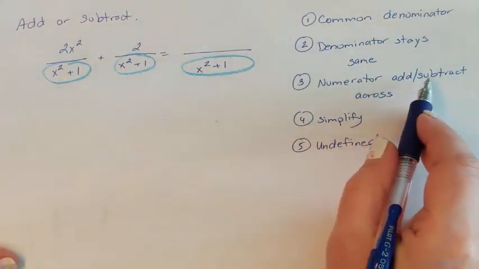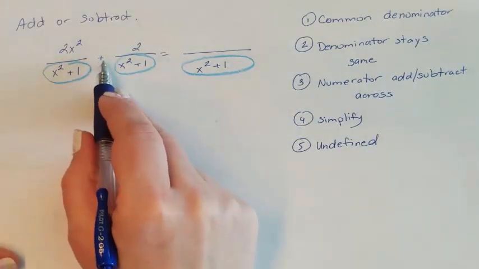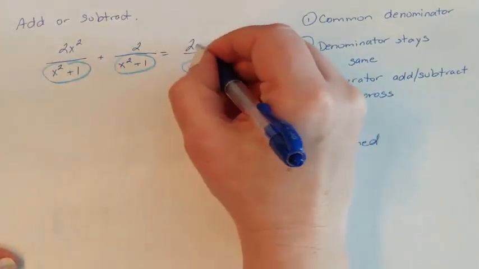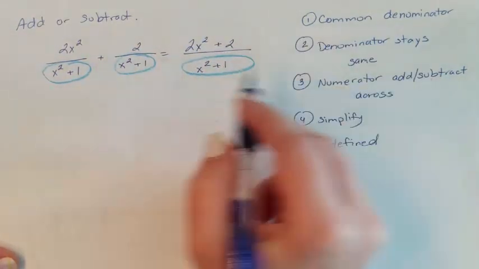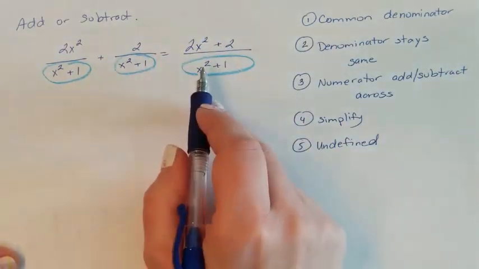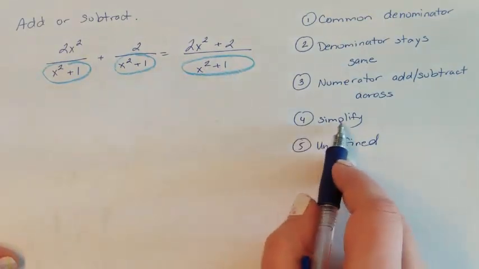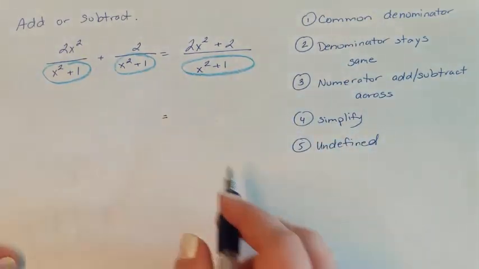I'm supposed to either add or subtract across according to the type of problem we have. So I have 2x squared, and then it says I'm adding 2. So here's me adding 2. There are no like terms to combine. So now I'm just going to see if there's any way that I can simplify it.